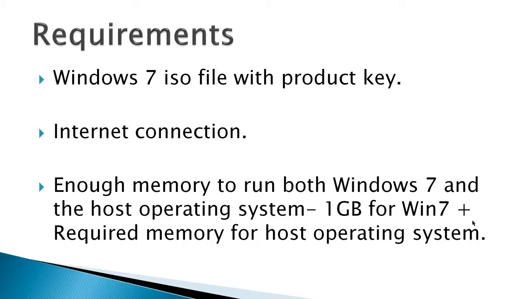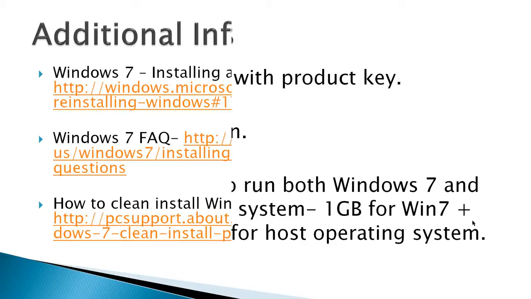Requirements would be a Windows 7 ISO file with a product key. I don't have a CD here, just an ISO file, but you can create a CD from an ISO file if needed. An internet connection and enough memory to run both Windows 7 and the host operating system. 1 GB for Windows 7 plus the required memory for your host operating system. So normally it's around minimum of 2 GB, and it would be nice if your computer had virtualization hardware support. Most of the computers nowadays do.